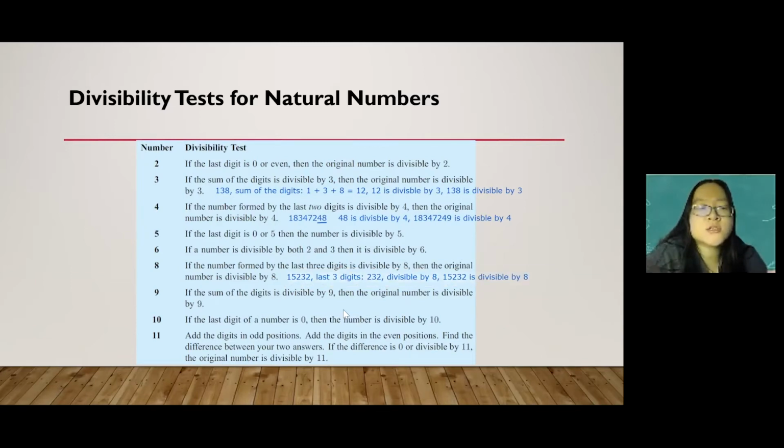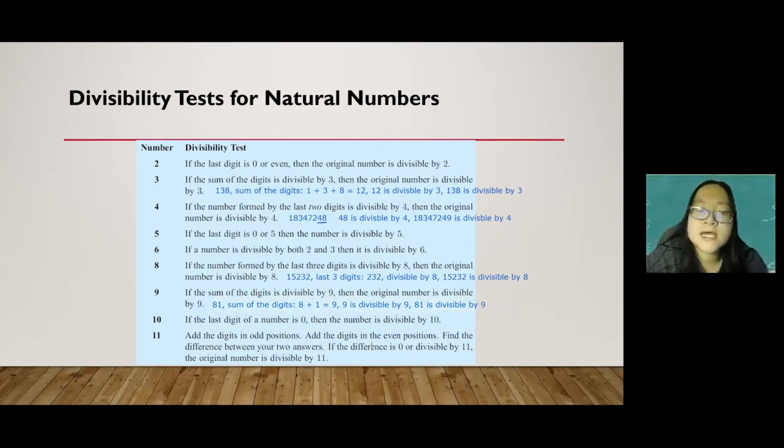Next, if the sum of the digits is divisible by 9, then the original number is divisible by 9. So basically it's the same rule as 3, but you have to check if the sum of the digits is divisible by 9, not just 3. If we take something we already know, let's say 81, we know it's divisible by 9, but I just want to show you the sum of the digits. 8 plus 1 is 9, right? So of course 9 is divisible by 9, and that means that 81 is also divisible by 9.